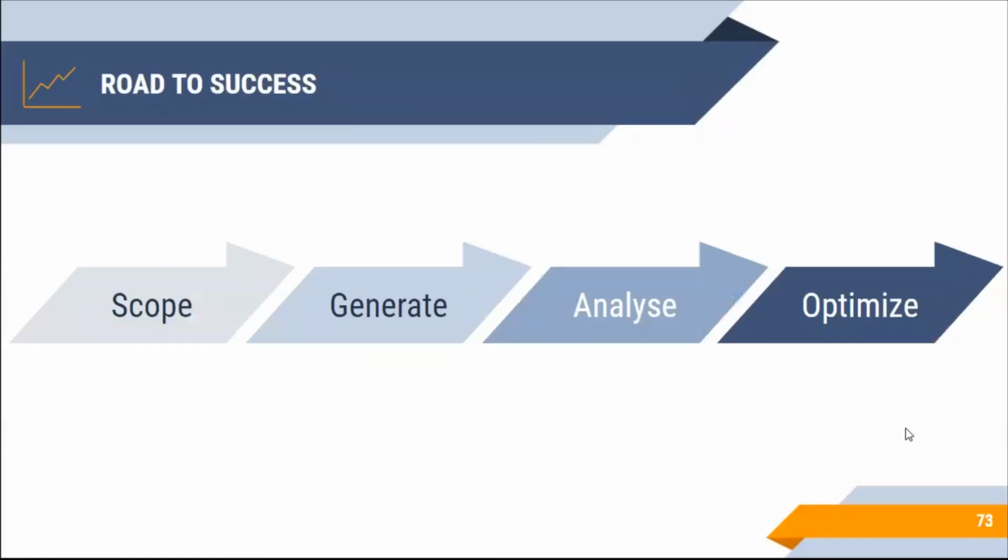And then road to success. If you know about the scope, and if you are able to generate something new out of it, and after that, if you analyze what all the problems are, and if you are going to optimize it, then finally you are going to be a successful person.